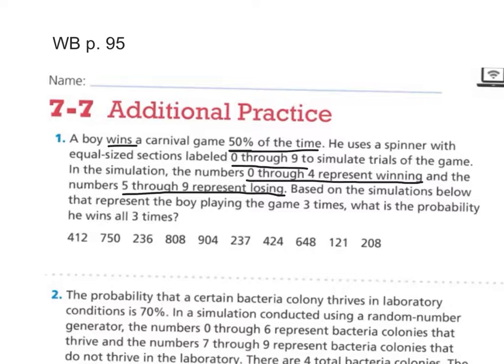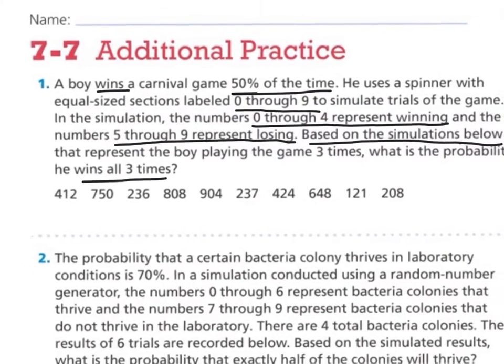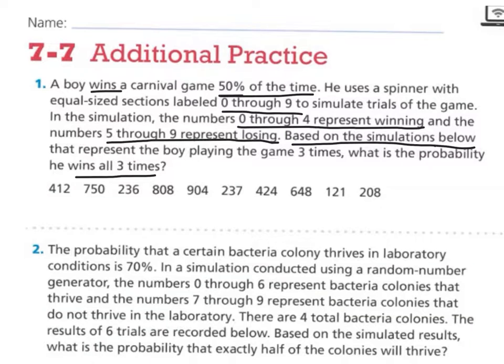So based on the simulations below, what is the probability he wins all 3 times? And again, this is based on his simulations. We're not actually being asked to figure out theoretically what the chances of him winning all 3 games. We could do that, but they're just saying based off of what he did here, what's the probability of him winning all 3 times. So remember, winning would be the numbers 0 through 4. So we're looking for combinations of numbers that all 3 numbers are from 0 through 4.